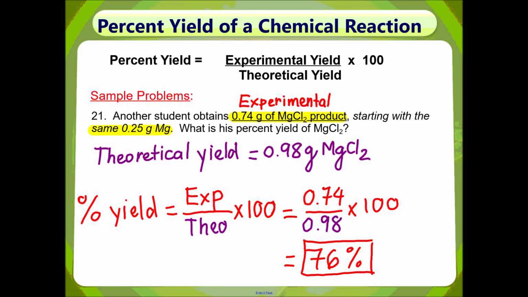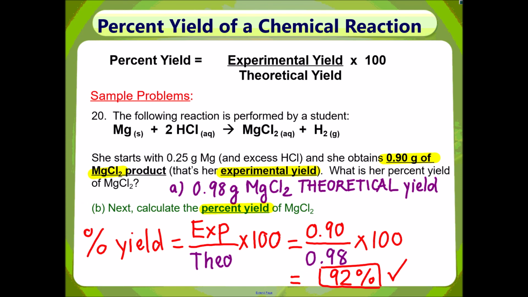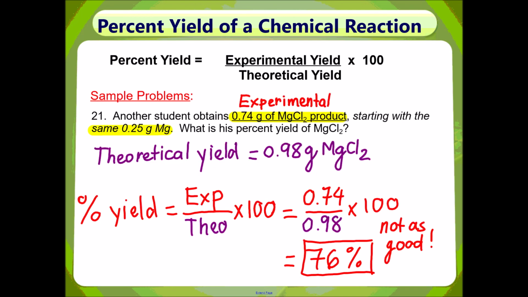0.74 divided by 0.98 multiplied by 100, his percent yield is 76%, which means his lab result is not as good. The first student who got 92% obtained a higher percent yield. Therefore, her experiment has less error. This student, who got 76% yield, may have more error in his labs than the other student. The closer the percent yield is to 100%, the better. But remember, you can never go above 100%.